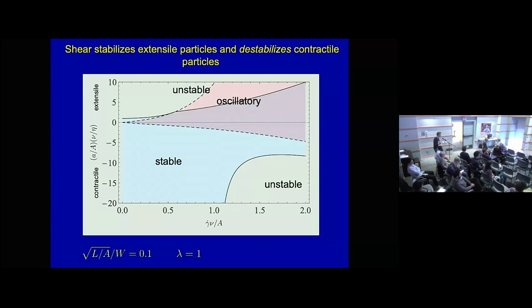Just because Vincenzo's no longer here, I'll take his role and point out that where the oscillatory and unstable modes meet is an exceptional point. So that might be interesting to some people. Yes. Okay. Thank you.